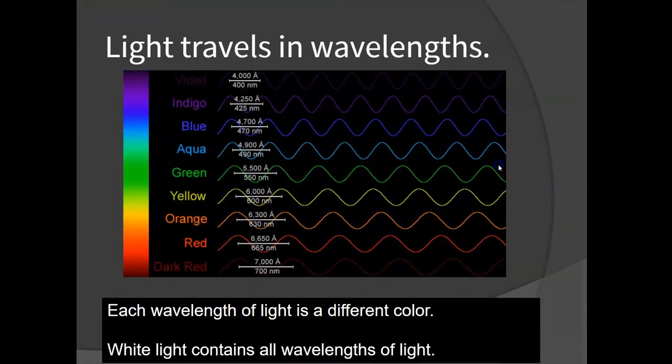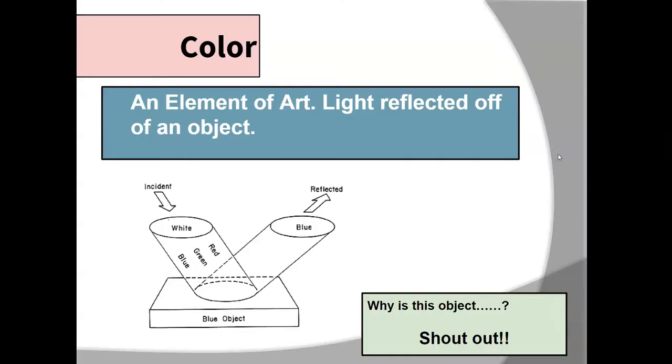So what is color? Color is wavelengths of light. So each wavelength of light is a different color. Now white light contains all wavelengths of light. It's kind of the opposite of when we would mix paint. If we mix all our paints together, we get a very deep dark color. If you put all the wavelengths of light together, you get white light.